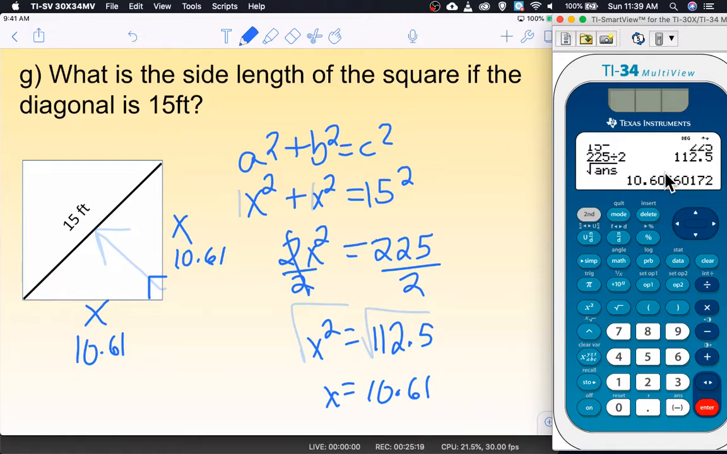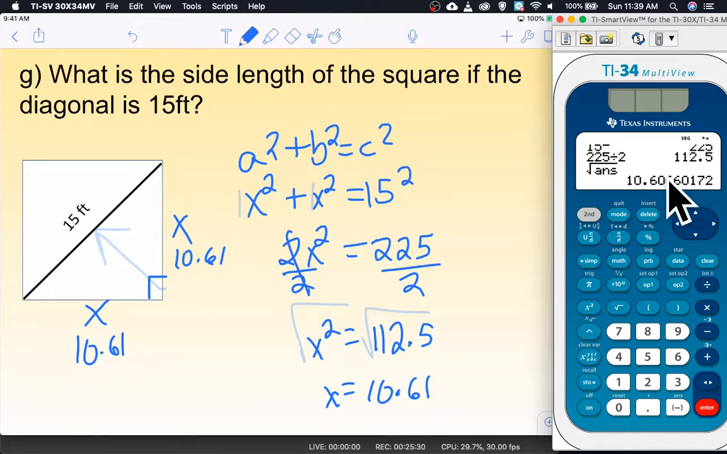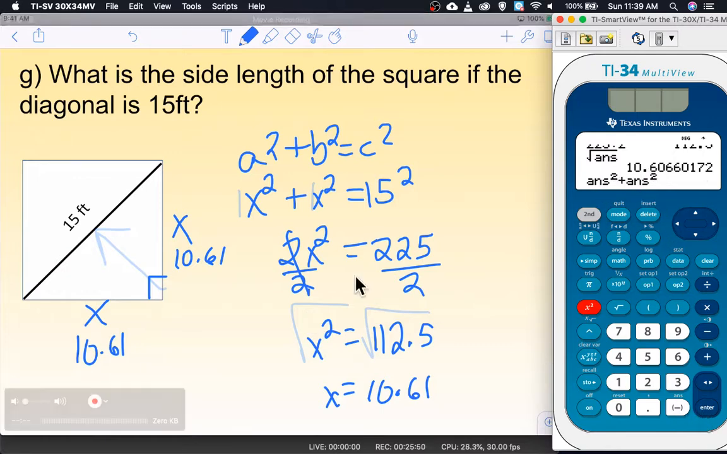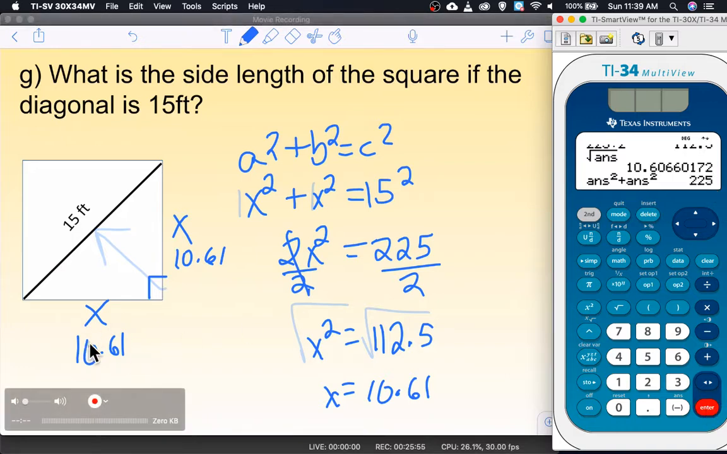So we found the lengths of the sides of this. And we can kind of prove this, that this squared plus this squared equals that squared. If I take this number, 10.6, actually, watch this. Clear. That answer squared plus the same answer squared. So I've got x squared plus x squared should equal 15 squared, which is 225, and it does. So a squared plus b squared does equal c squared.